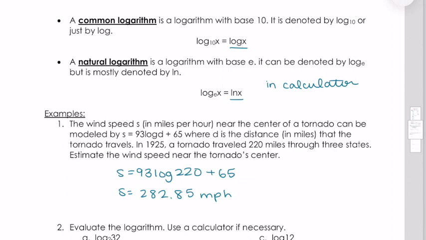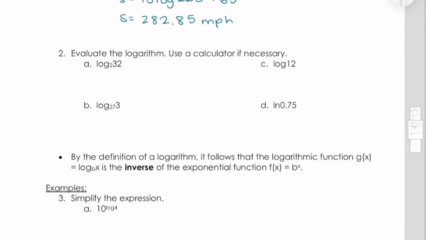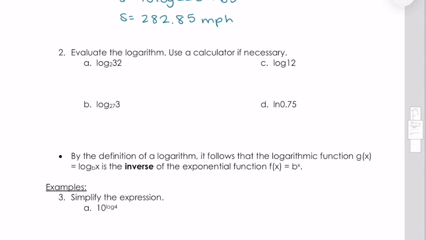All right, for number 2, we're evaluating these logarithms. So the first one, 2 to the power of 5 gives you 32. 27 to the power of 1/3, so the third root of 27 is 3. C and D, you use your calculator, so plug in log of 12, 1.08, and then natural log of 0.75, which will give us a negative 0.29.